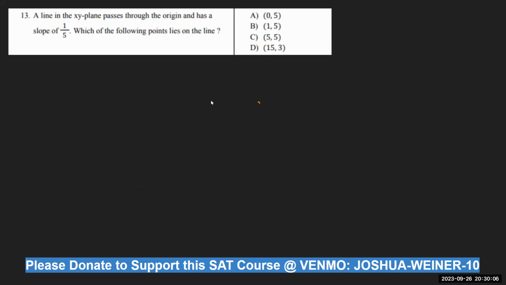All right, let's go to question 13. Can you read question number 13? A line in the XY plane passes through the origin and has a slope of 1/5. Which of the following points lies on the line?